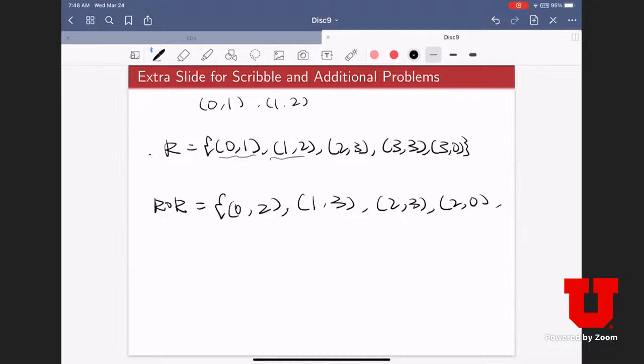And we should also have, let's see, 3, 3, and 3, 1. All right, and that's our Rfr.